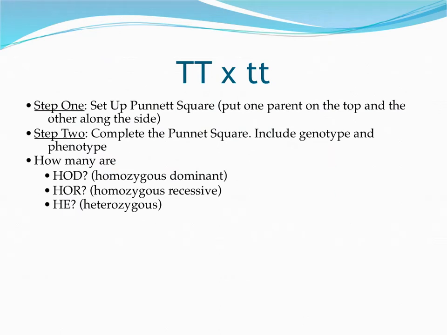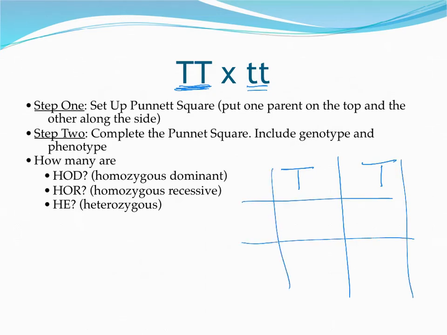For this one, you're going to get this cross: homozygous dominant, big T, times homozygous recessive, little t. To set up our Punnett square, we're going to put one parent on the top, and like I said, I'm always going to do the first one across the top. The gametes that could form from this homozygous dominant parent would be big T and big T. This would be the second one, little t, so we have the two recessive alleles from the second parent.